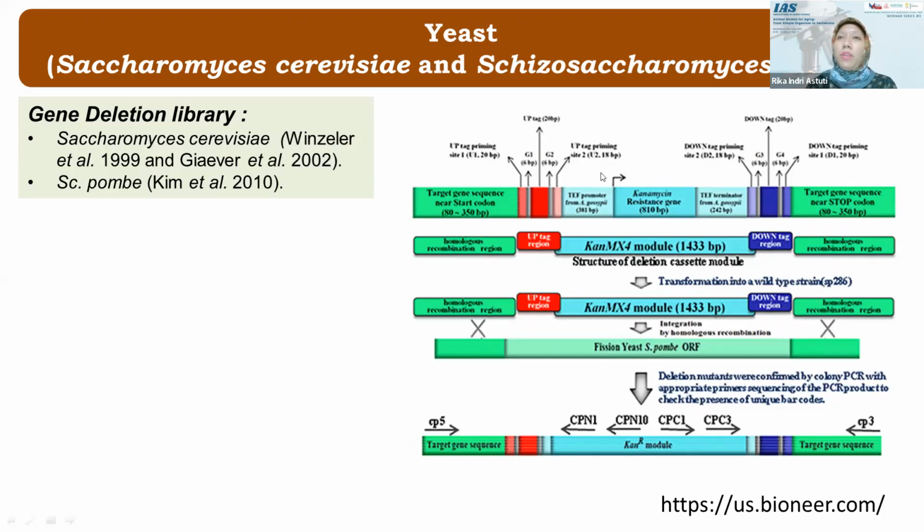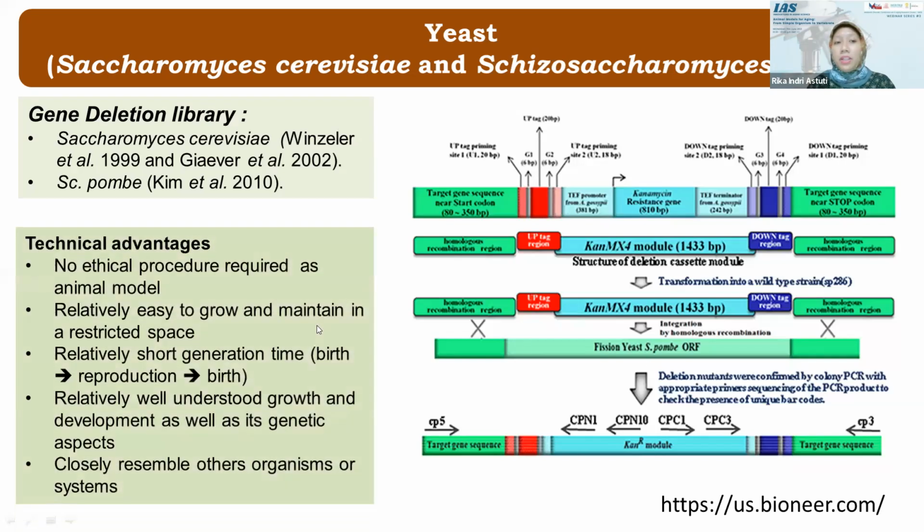Each of the non-essential genes is replaced with an antibiotic-resistance gene. This is NMX4, and those non-essential genes are replaced by homologous recombination. You can see a number of primers that can be used to detect the exact place of this replacement of antibiotic-resistance modules in each of the genes in yeast, here in Saccharomyces pombe.